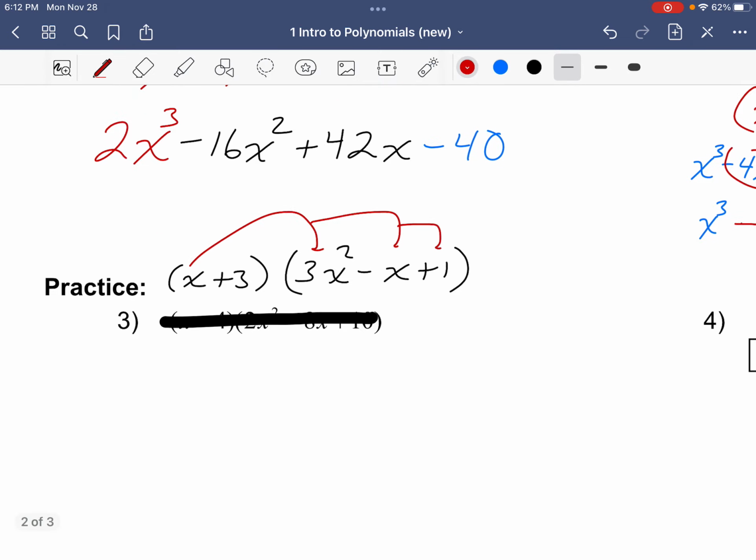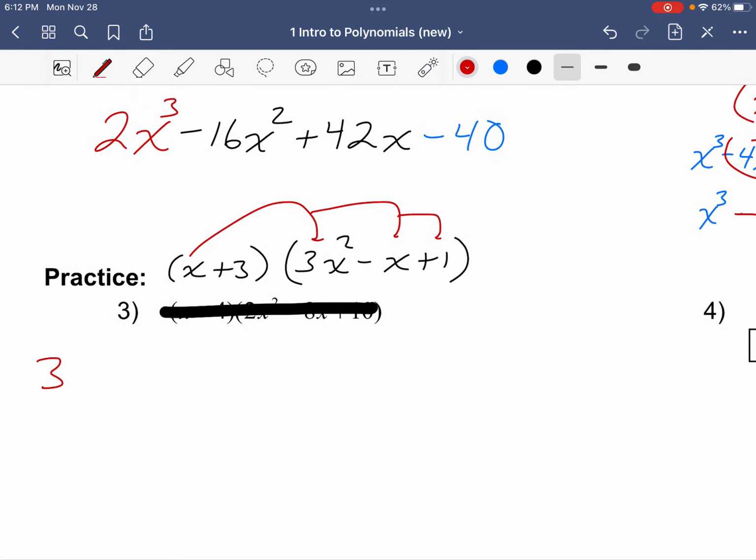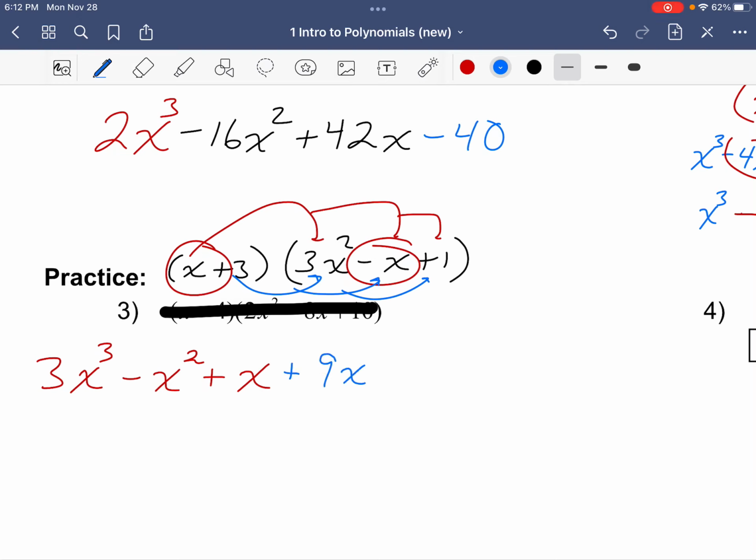So you're going to do the distributive property. Make sure you increase the x. Notice that when you take x times negative x, you get negative x squared. And then when you take x times the 1 at the end, you just get x. We're going to distribute 3. That means you're going to multiply everything by 3. 9x squared, negative 3x, and plus 3.